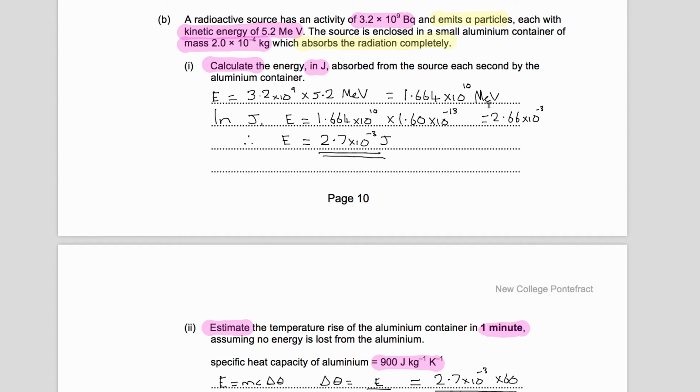I don't want MeV though, I want joules, so I need to convert my mega electron volts into joules, and I do that by multiplying by 1.6 times 10 to the minus 13, which gives me 2.66 times 10 to the minus 3. So to 2 significant figures, because that's what all of the numbers in the question are to, that gives me an energy of 2.7 times 10 to the minus 3 joules. So that's how much energy the container absorbs.